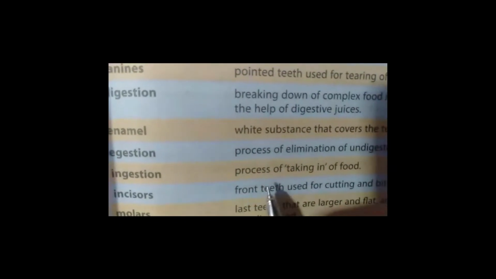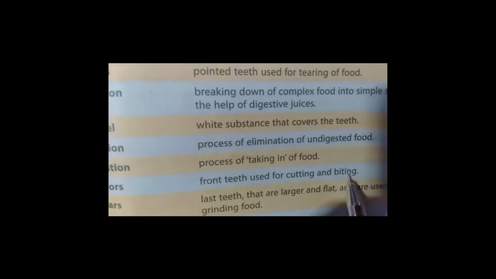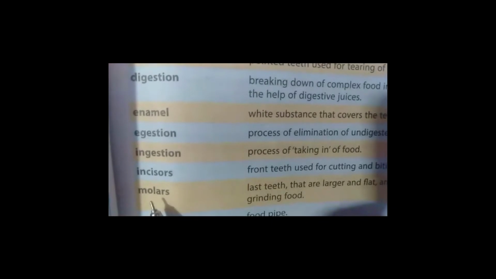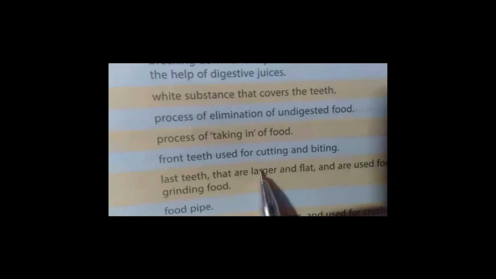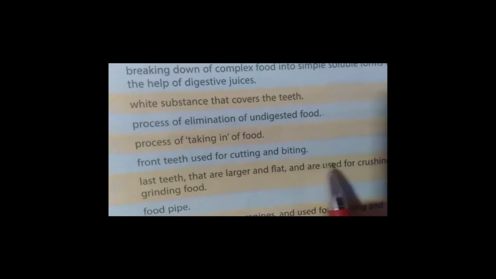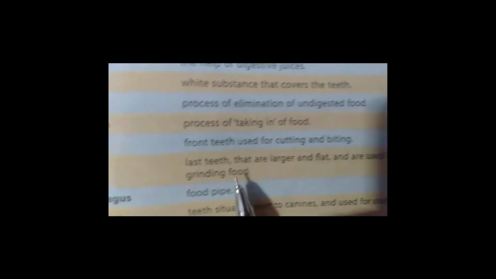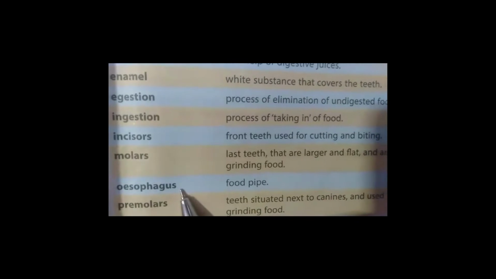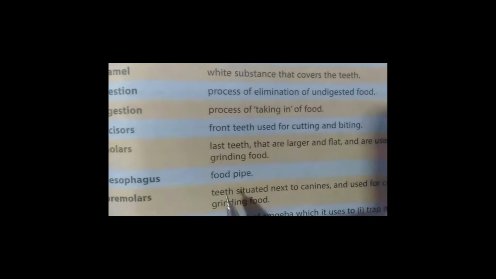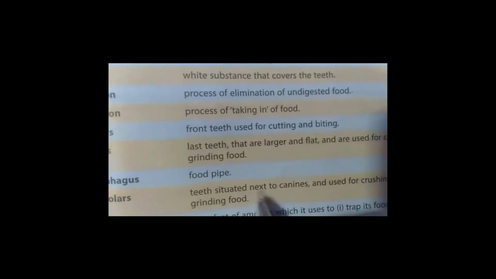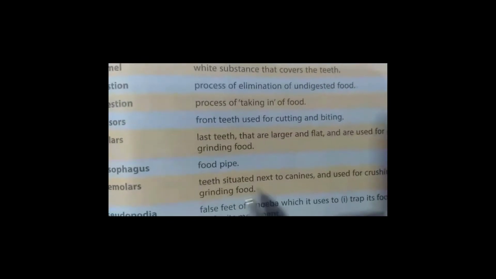Incisor: front teeth used for cutting and biting. Molar: last teeth that are larger and flat and are used for crushing and grinding food. Oesophagus: food pipe. Premolar: teeth situated next to canine and used for crushing and grinding food.